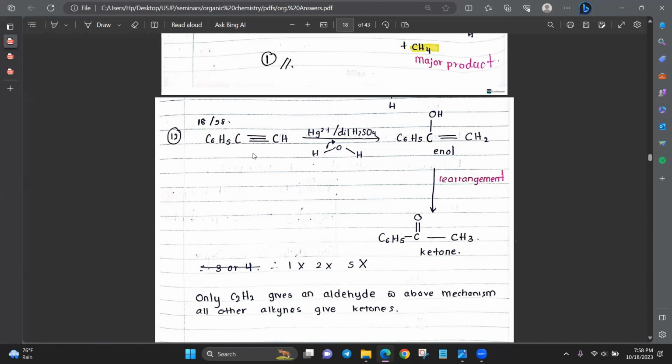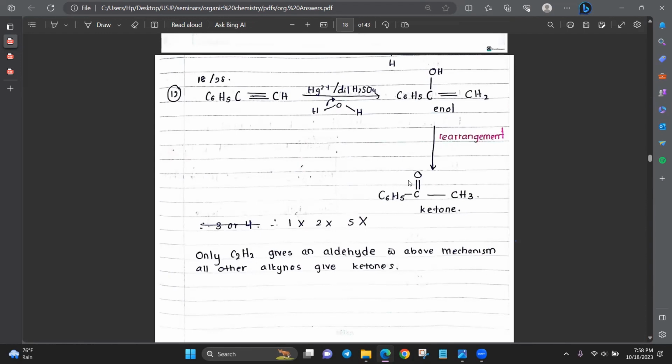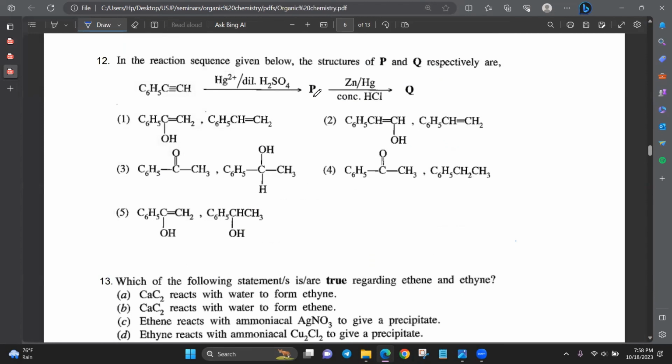So what will be formed? One pi bond will get broken and it will form the double bond. Here I'm not going through the mechanism, just what is given in the resource book. Okay, and this enol will be formed. Hydrogen will get attached and OH minus will leave. Then through resonance, this enol will rearrange to form a ketone, right? So the P product should be the ketone. First products are P, second products are Q. So the first product should be a ketone, which means the first one is wrong. Fifth one is wrong. Second one is also wrong. So now we have only 3 and 4.